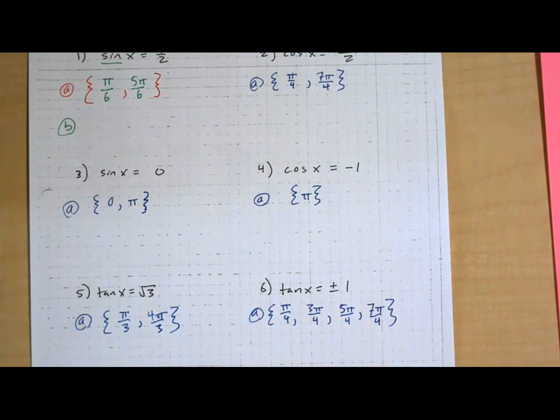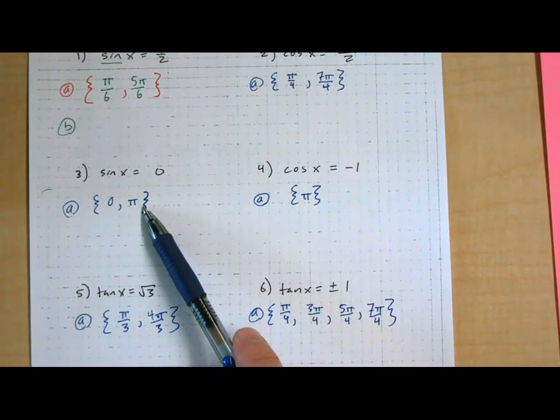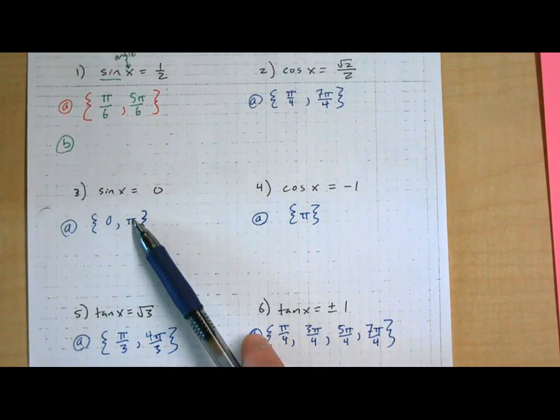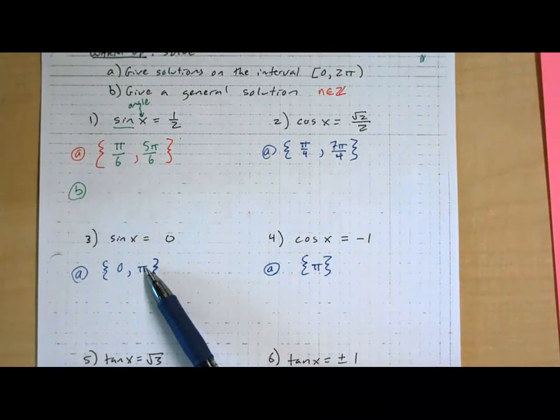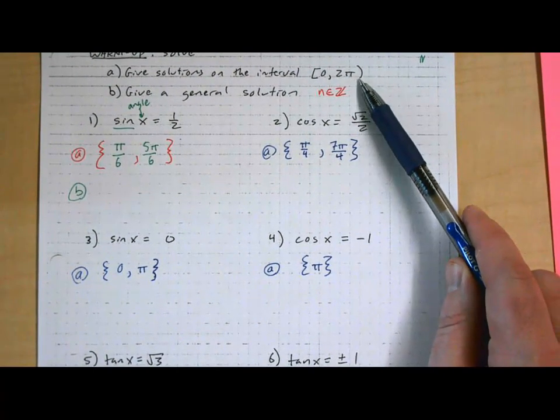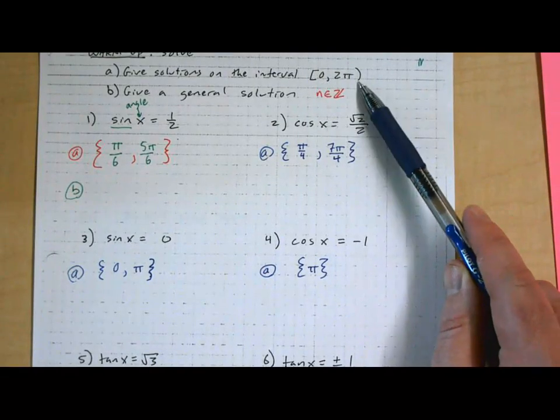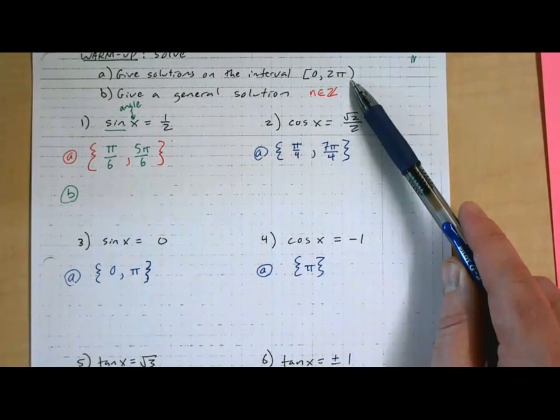All right, I have some questions for you. My first question is, why did I not include 2 pi here, as well as 0 and pi? Why did I not include 2 pi? What do you think? Yep, so because of the instructions. The instruction said from 0 to 2 pi, including 0 if that's a solution, but don't include 2 pi if it is a solution. So that's just because of the instructions.